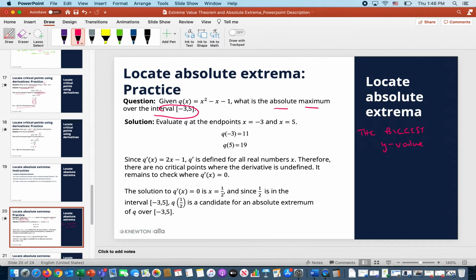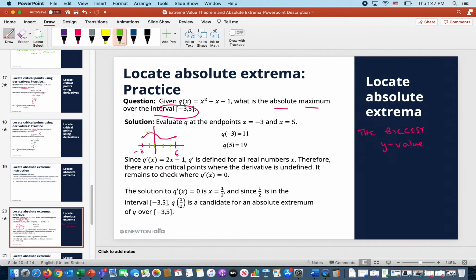Now, here's what I want you to focus on. I've got these points, -3 and 5. And I can connect those points, those y values, any way I want to. Okay. So I just randomly drew it like this. And what I want to know is what x value gives me the absolute biggest y value?